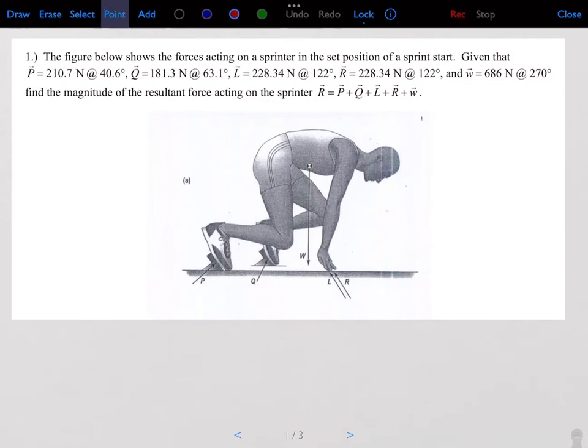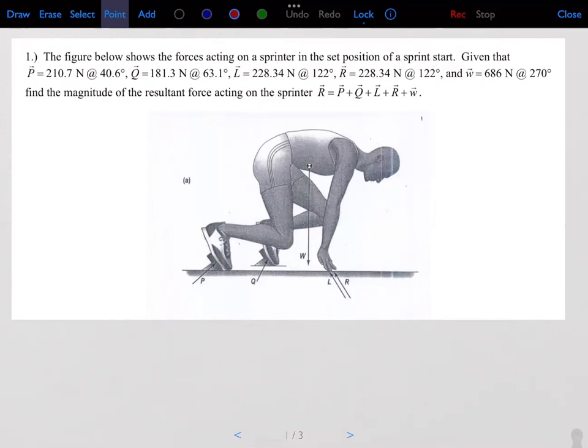get a resultant vector. Now, it turns out because this person is static, right? They're just in this sprint set position, ready to start the race. They haven't started it yet. Then we should find that the net force acting on the person, if they're in a static position like this, should be 0, right? Or something very close to 0 within rounding error. So hopefully we'll end up getting something very close to 0 when we work this out.